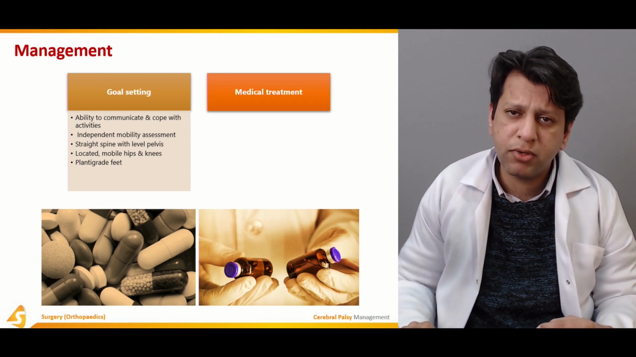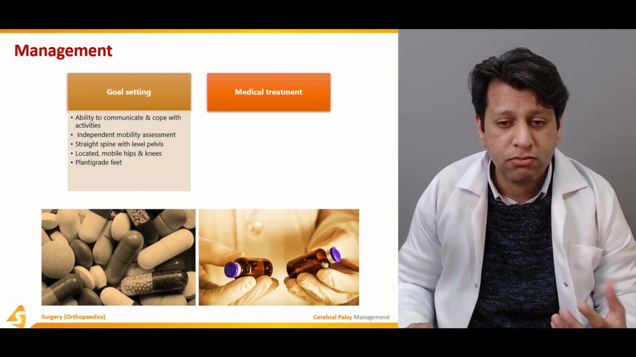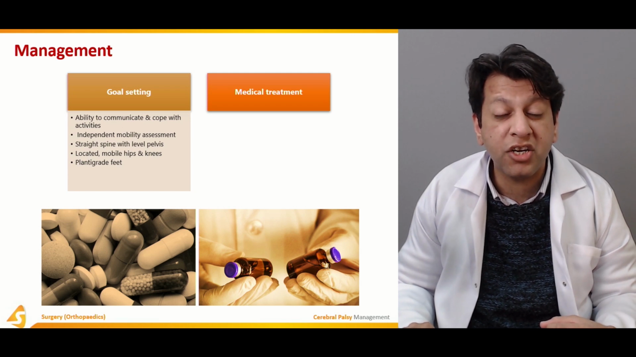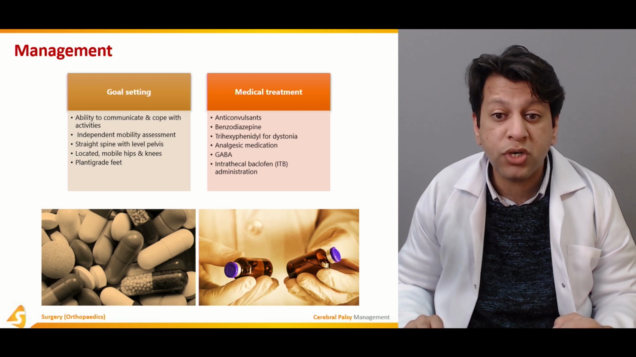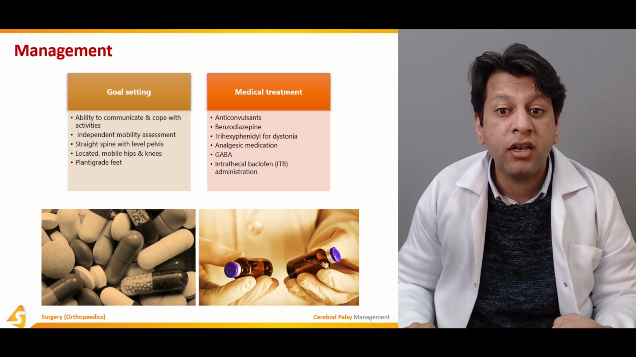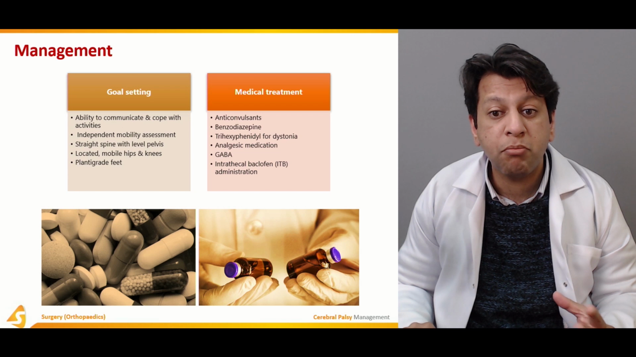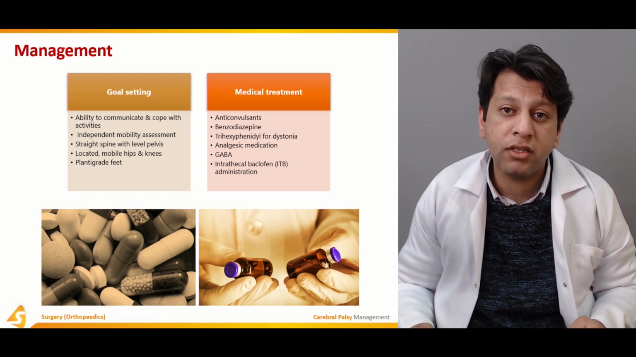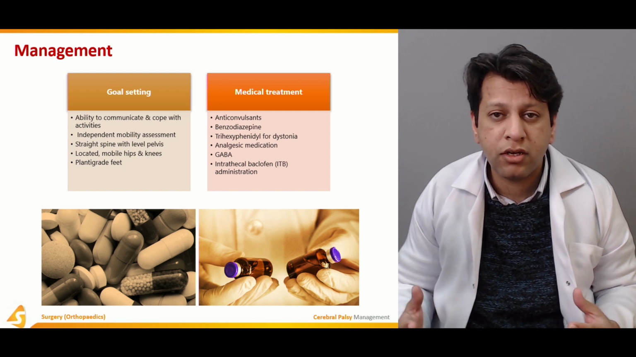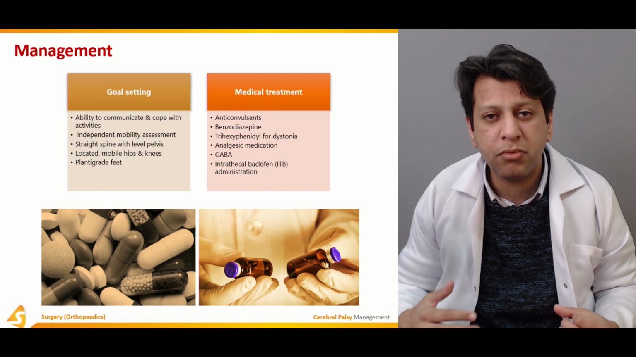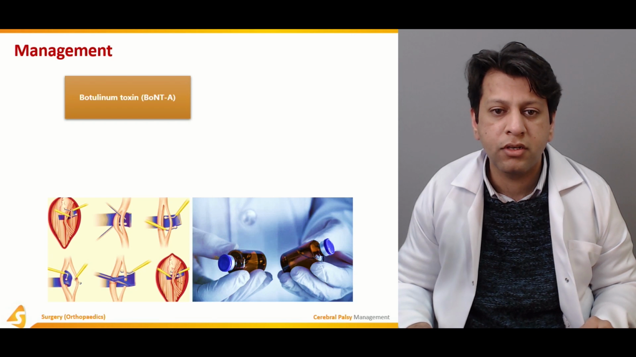It starts with some degree of deformity, as there is a lot of spasticity. So there is some amount of medical treatment available for spasticity of the muscles. These include anticonvulsants, benzodiazepines, trihexyphenidyl for dystonia. There may be analgesic medication, GABA agonists. Intrathecal baclofen can always be given as well, so that these muscle spasms can be corrected. It does help to some degree, but sometimes we have to move to the next option because there are always associated contractures.